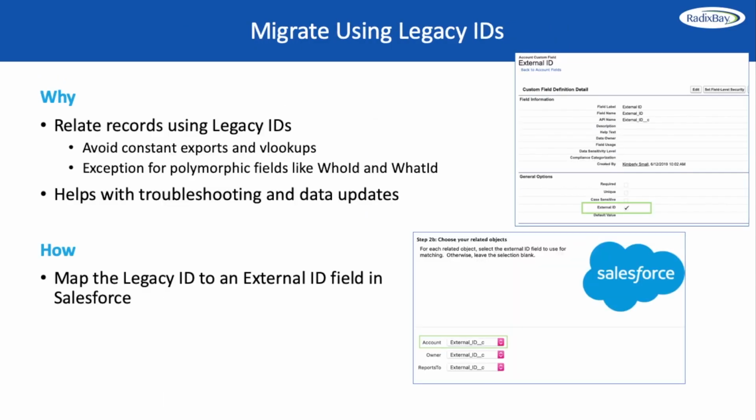My next recommendation is to migrate using legacy IDs. You'll want to do this so you can relate records using the legacy ID. This will allow you to avoid constant exports and VLOOKUPs. The only exception is that you cannot do this for polymorphic fields like the who ID and what ID fields for tasks and events. Polymorphic relationships occur when the reference object can be related to several different types of objects. For example, tasks can be related to more than one type of object.